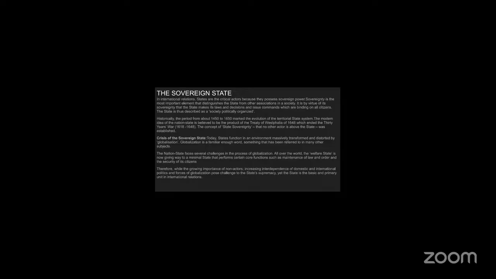From here comes the concept of state sovereignty, that no actor is above the state, which was established after this. Even today, the state remains the main primary actor in international politics. If there is no state, there is no actor. If there is no state, there is no international community. The state exists because the people live in the territory and are obedient to the state authority, right?